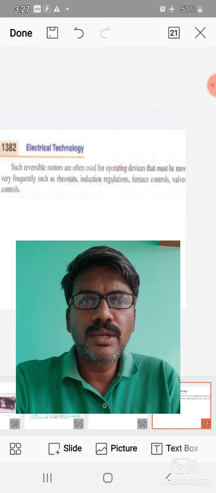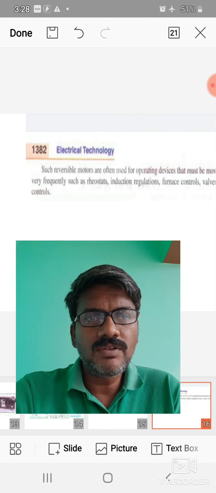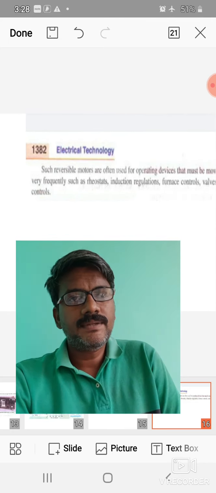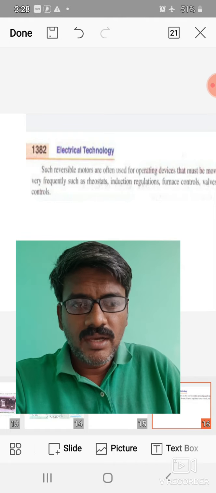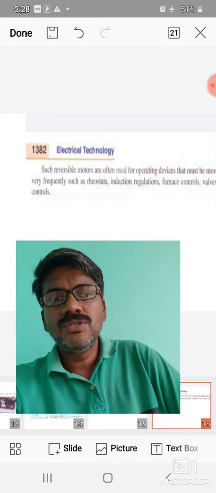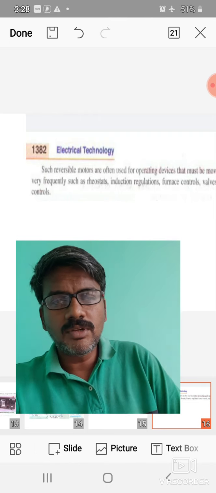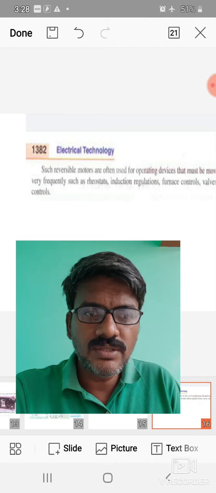It is generally used in rheostats, induction regulators, furnace controls, valves, etc. Right? That is one more advantage. We can change the direction of the capacitor run motor by using a simple switch. By changing the terminals of the capacitor, we can change the rotation of the motor, right?